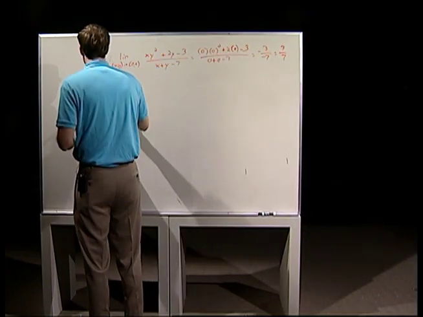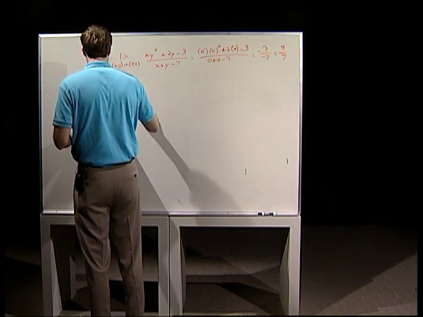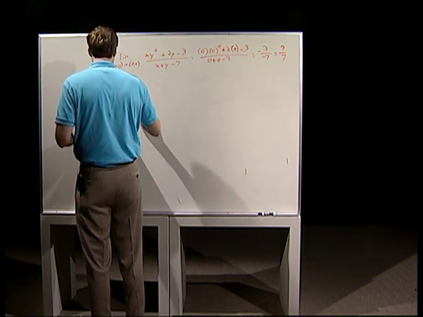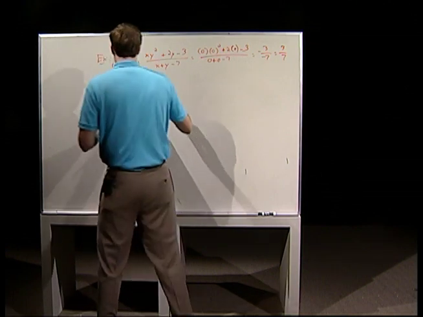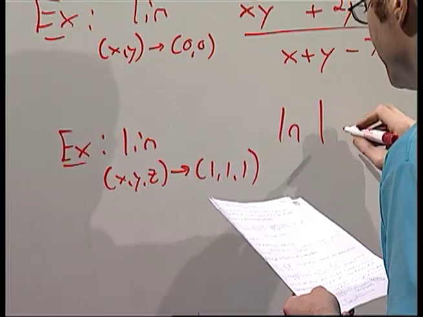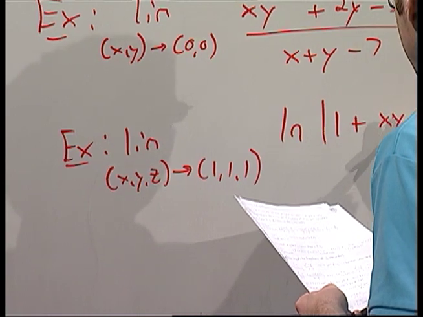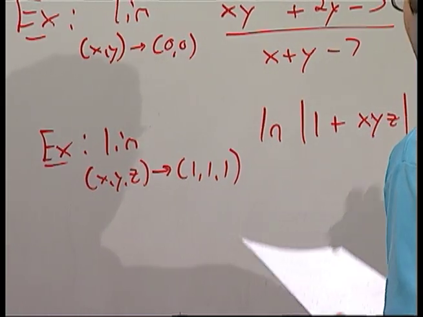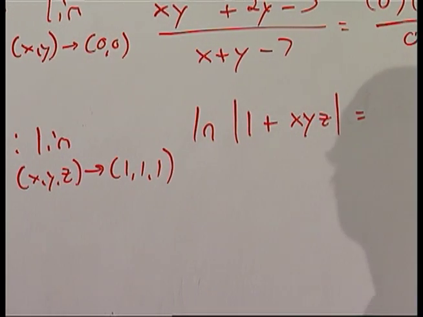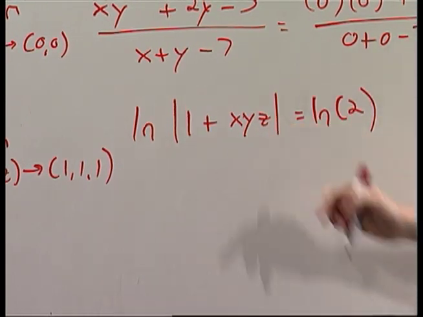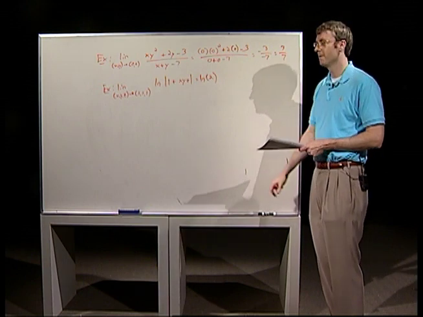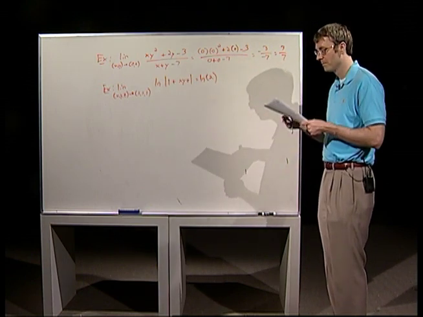Same thing holds true for functions of more than 2 variables. I don't care how many variables you have. For the most part, if you have functions that seem like they can be plugged in and there's no question about it, plug it in. In other words, this is absolutely the natural log of 2. So no problem plugging 1, 1, 1 in there. ln of 2, what you get, no issue.